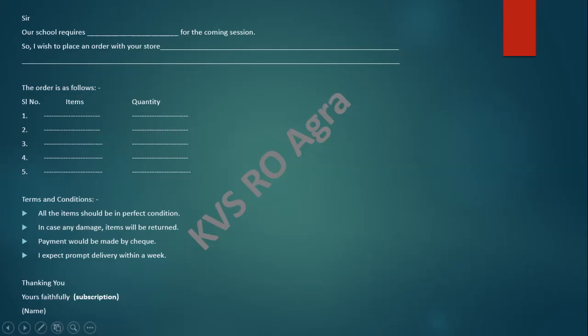Then the terms and conditions are very necessary to be written in your letter. What are the terms and conditions? All the items should be in perfect condition. The second condition is, in case any damaged items will be returned, payment would be made by cheque. I expect prompt delivery within a week. Within how many weeks you want the things to be delivered, you can write here. And then again the leave-taking phrase, thanking you, followed by subscription and the name of the person.